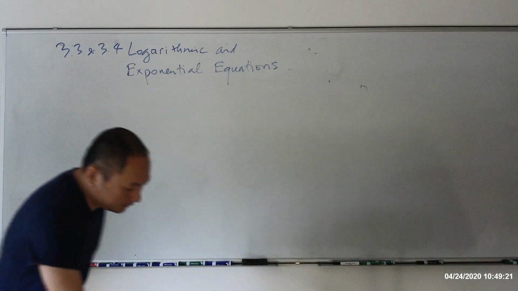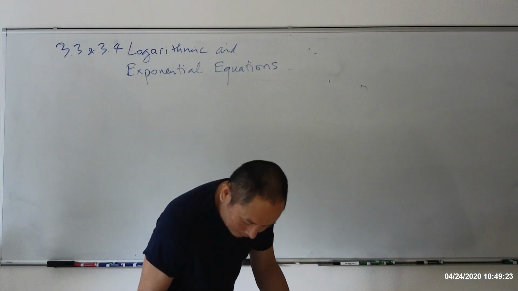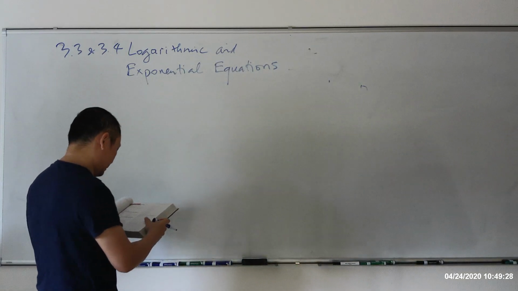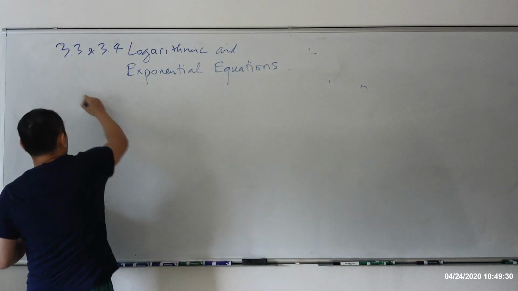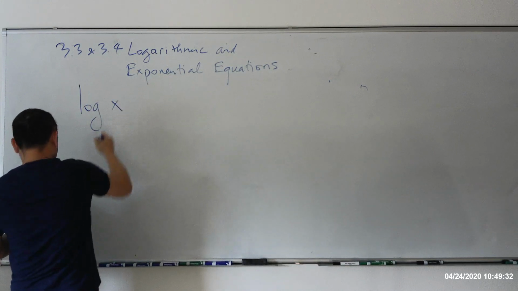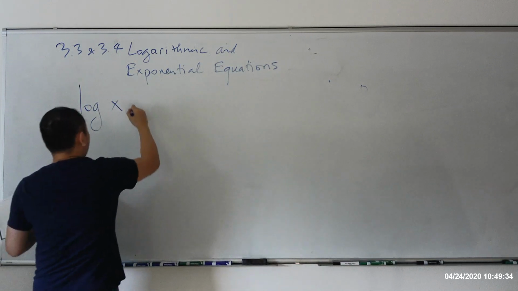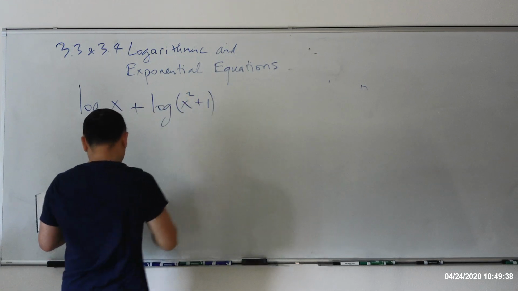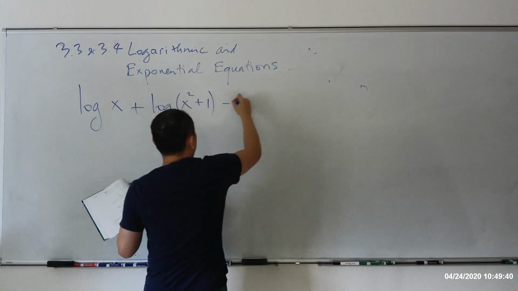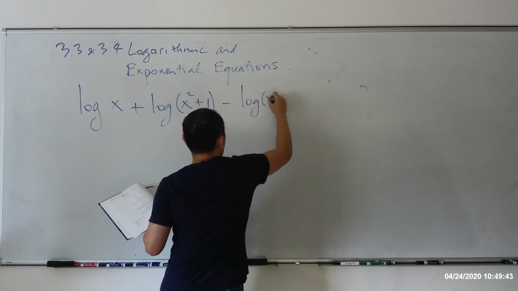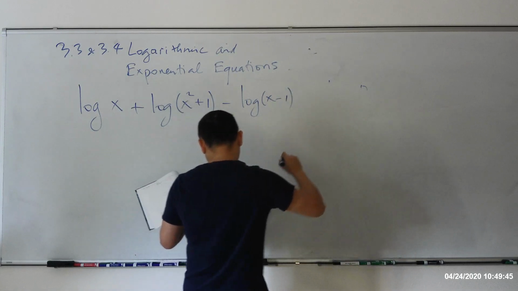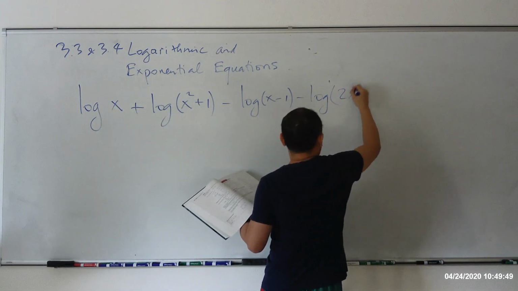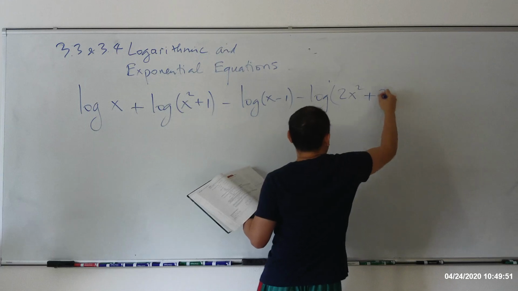Okay. I think we can work with a big one. Let's see. I have log x, oh, they're using base 10, okay? Plus log of x squared plus 1, minus log of x minus 1, and minus log of 2x squared plus 3.